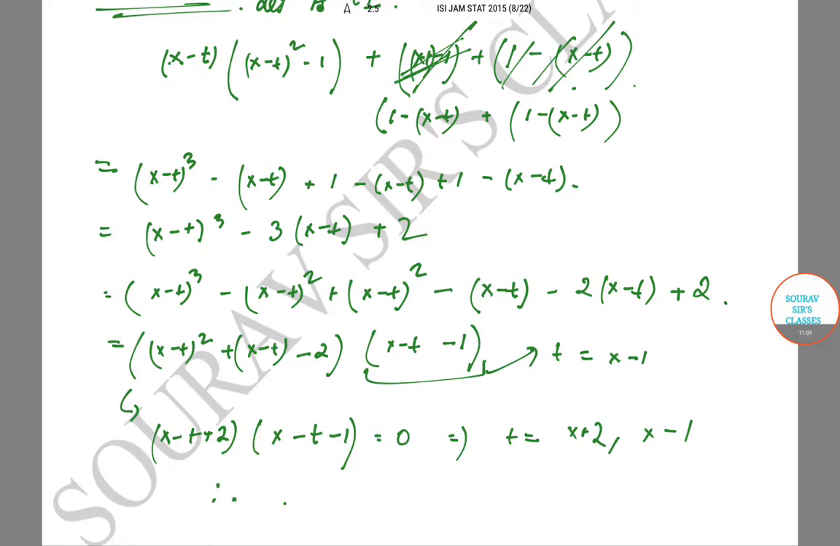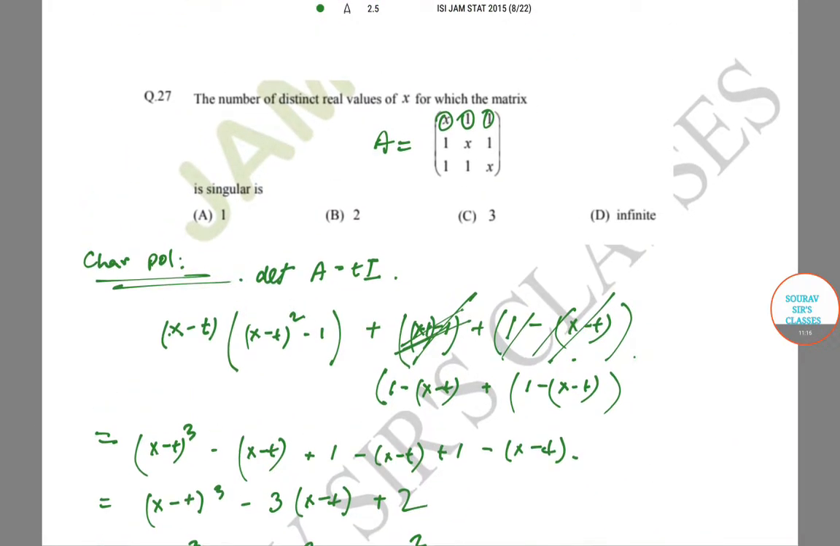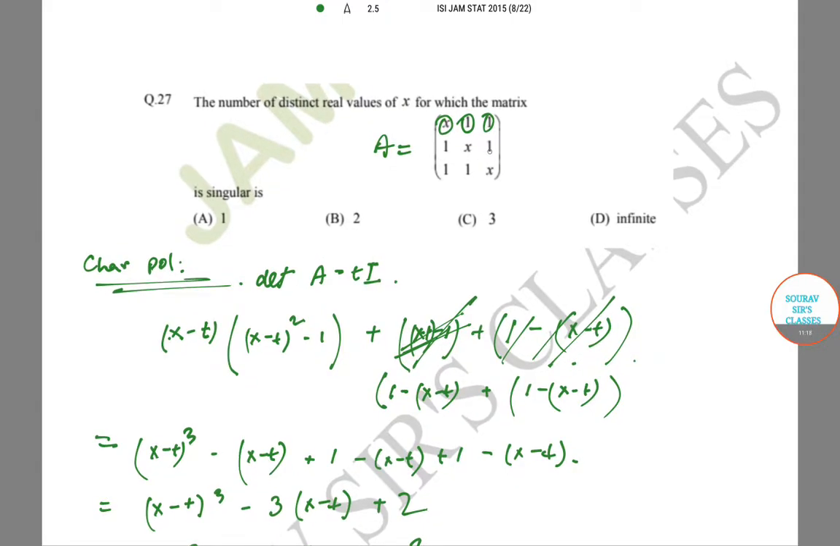Therefore, at x equal to 1 or minus 2, 0 is an eigenvalue. So 0 is an eigenvalue at 1 or minus 2, hence there are exactly two values of x where 0 is an eigenvalue.